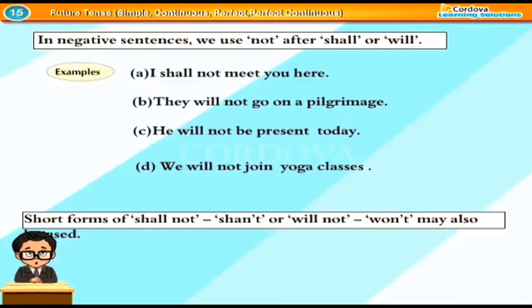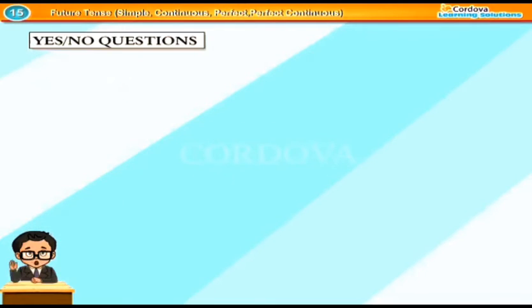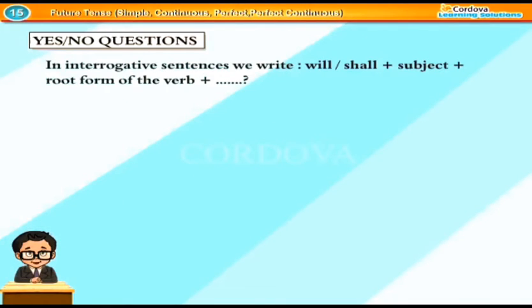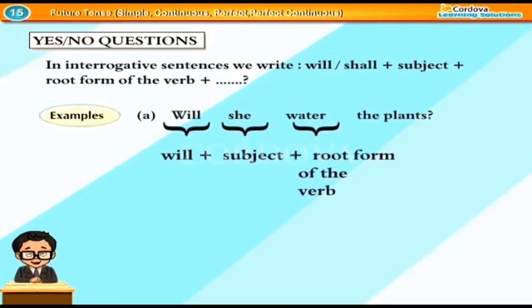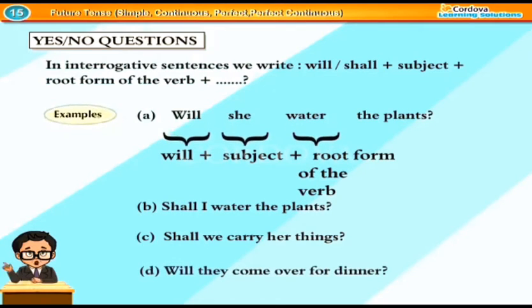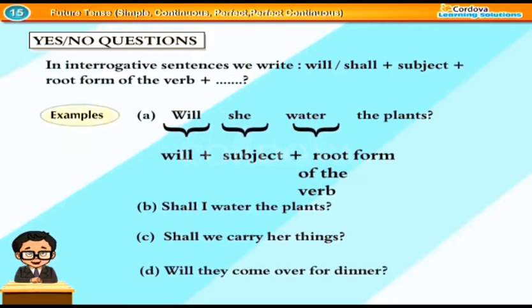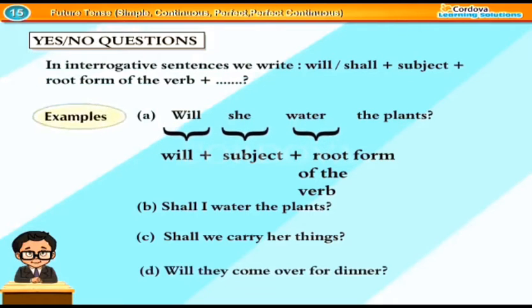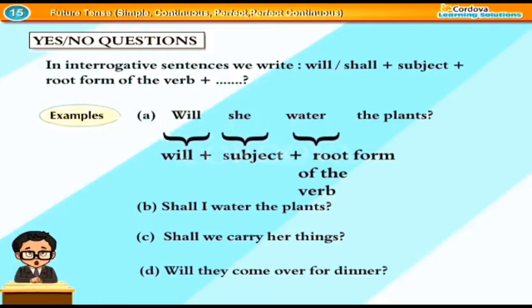Short forms of shall not, shan't, or will not, won't may also be used. Yes-no questions. In interrogative sentences, we write will, shall, plus subject, plus root form of the verb, plus question mark. Examples. Shall I water the plants? Shall we carry her things? Will they come over for dinner?